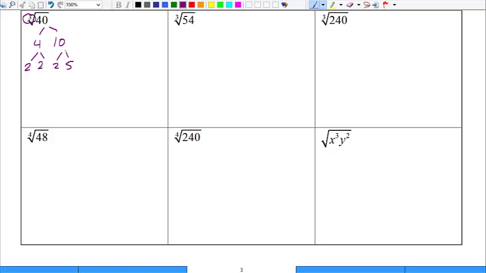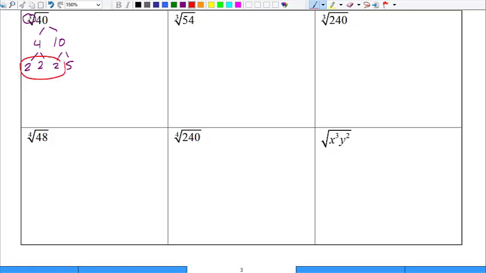Now if I would have started with, instead of 4 times 10, 8 times 5, I'm still going to get the same prime factorization. But the work may be different. But at the end, 2, 2, 2, and 5, there is only one way of making up that unique prime factorization. Okay, so I'm looking for groups of 3.